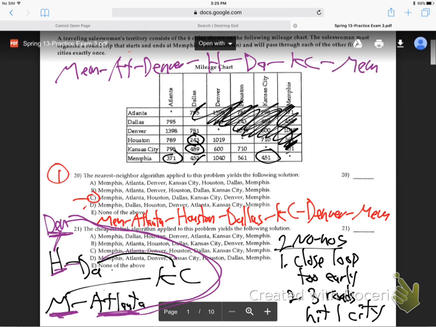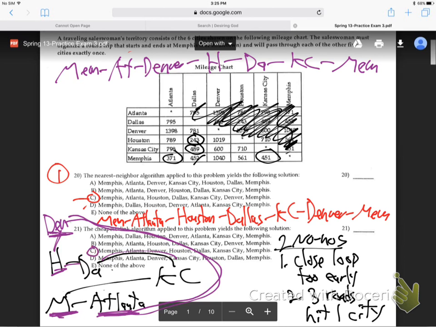Now, you can run that forward or backward in the answer. So let's look. Memphis, Atlanta, Denver, yeah. Denver, Houston, yeah. Dallas, yeah. Kansas City, Memphis. There it is. It's C again, huh? It's option C again.